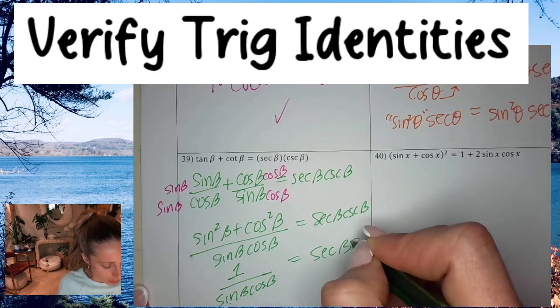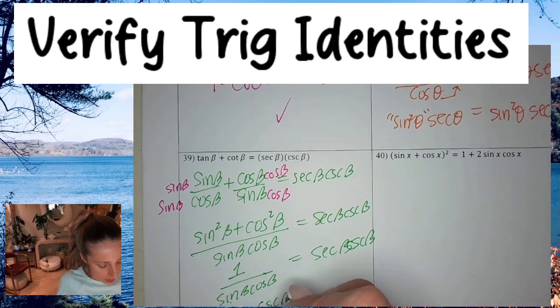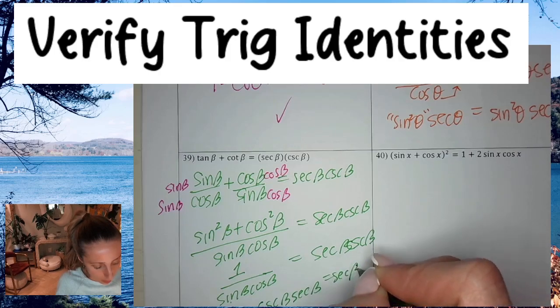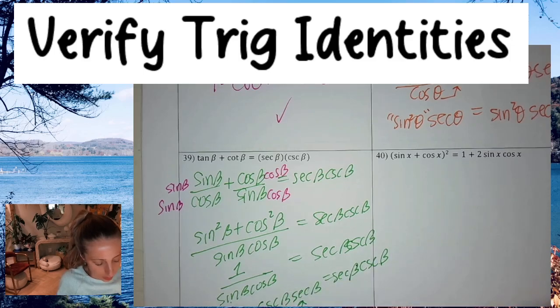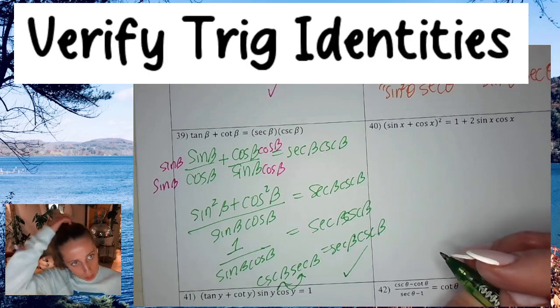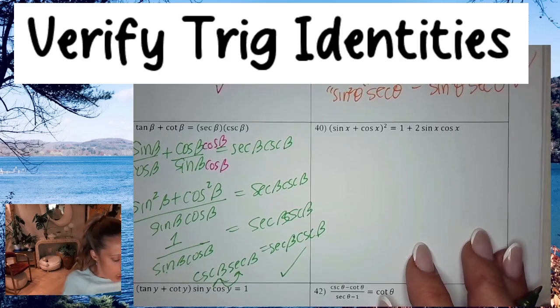Next thing, all I have to do is write down cosecant beta. So I have cosecant beta secant beta equals secant beta cosecant beta. This is the commutative property. I'm not even going to waste my time. I hope you know how that works, right? Easy peasy lemon squeezy. Next.